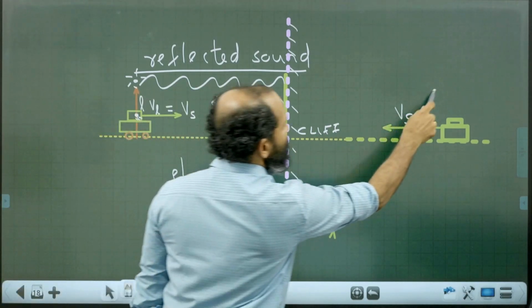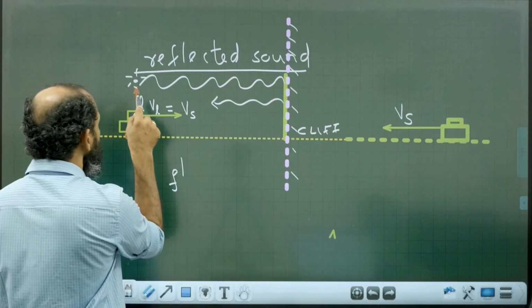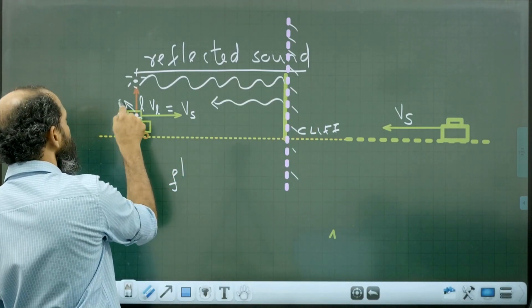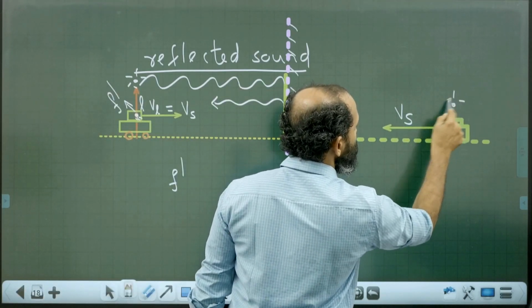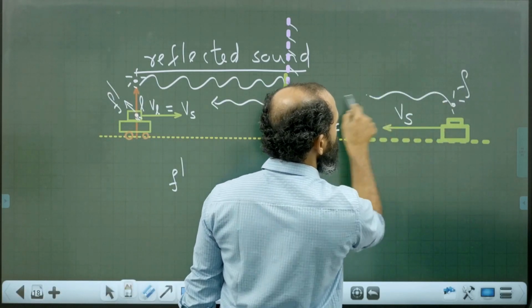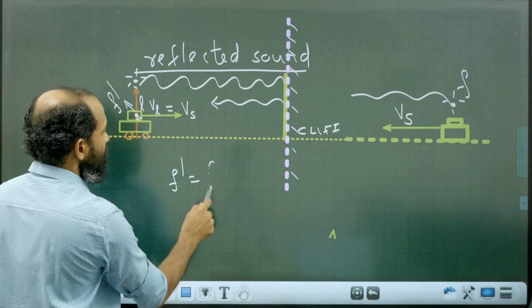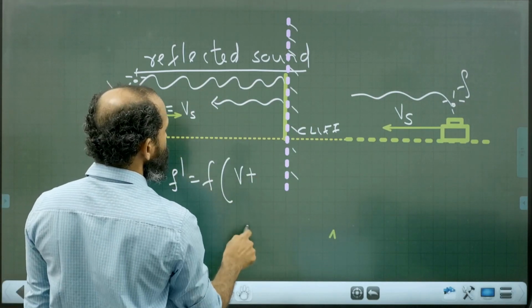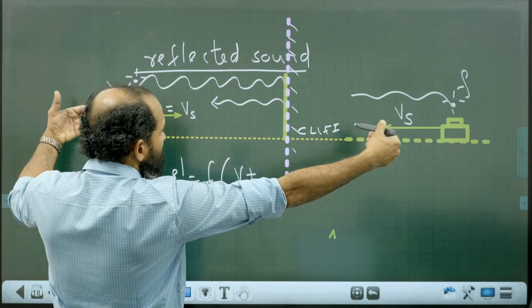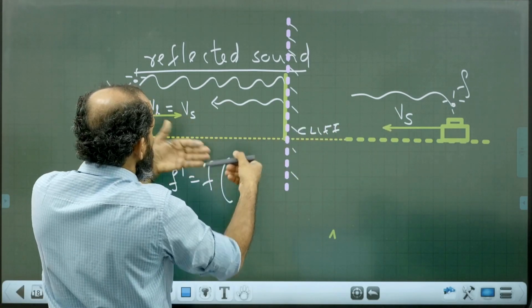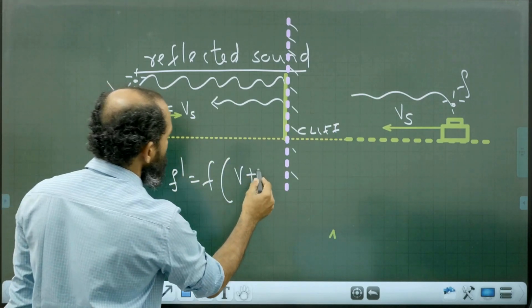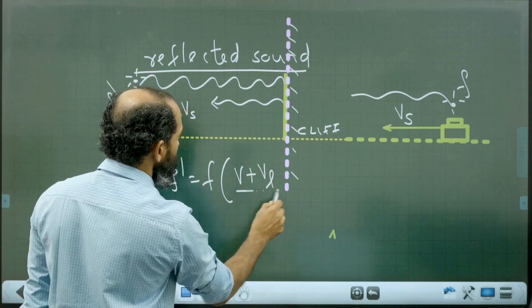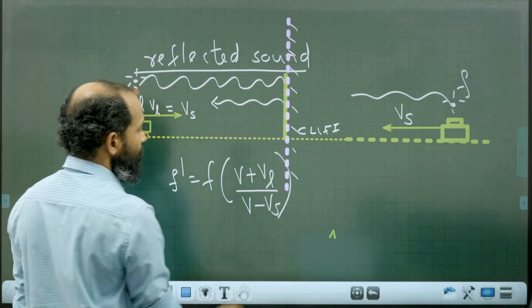F dash is the frequency heard by the listener, who is here. F is the frequency of the source. So F dash is equal to F into, you can use the formula for source and listener approaching. The source is this one, the listener is this one. So (V plus VL) divided by (V minus Vs).